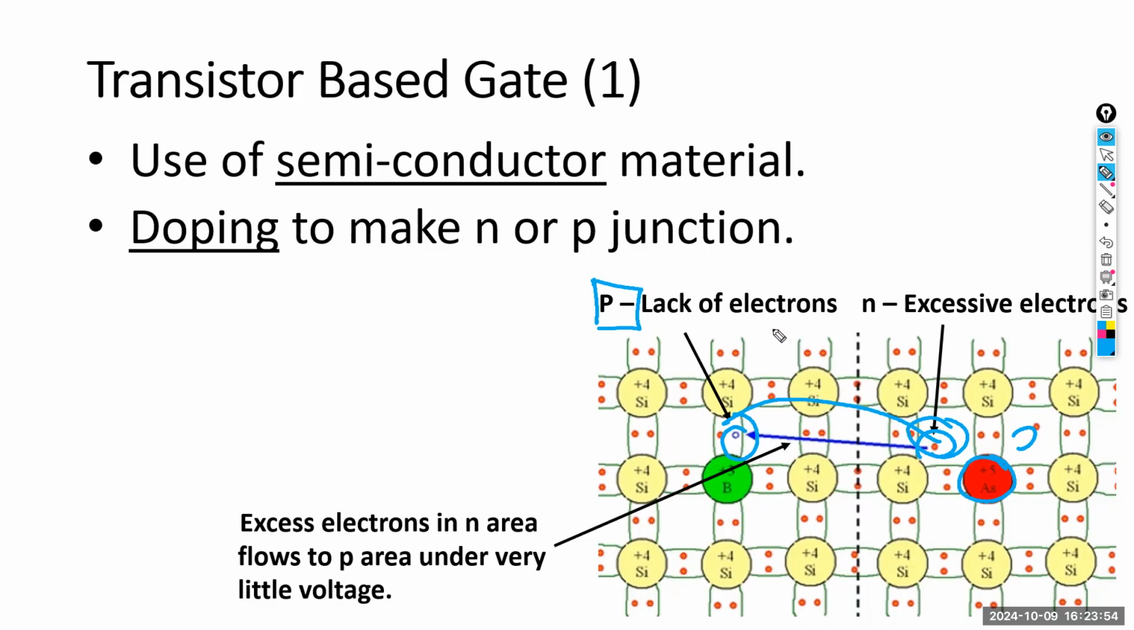So it's a junction, PN junction. Under small voltage, electrons can flow from negative to positive. Gate is open. When tiny voltage is not there, gate is closed or zero. Okay.